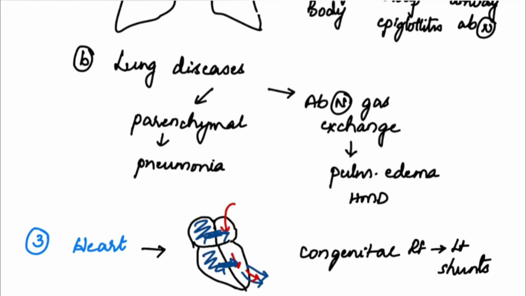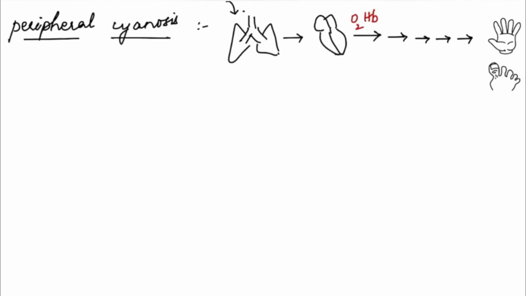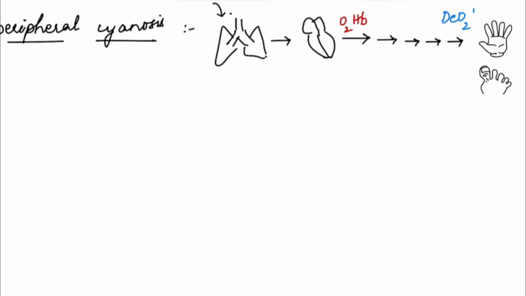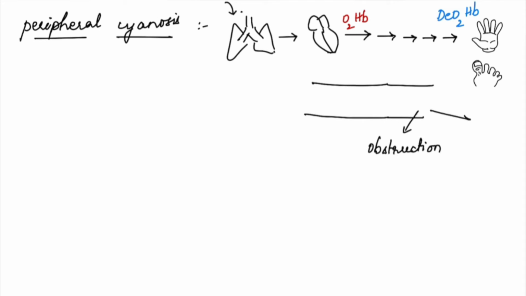Now let's look at peripheral cyanosis. In peripheral cyanosis, the blood that is pumped out from the heart has oxygenated hemoglobin, but by the time it reaches the distal part of the body, that is the fingers and the toes, it becomes deoxygenated. Common causes include any obstruction or vasoconstriction in the distal part of the body, that is fingers and toes, or when there is low cardiac output. Let's see each one of them.